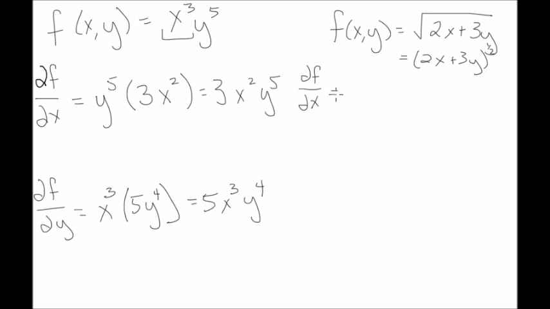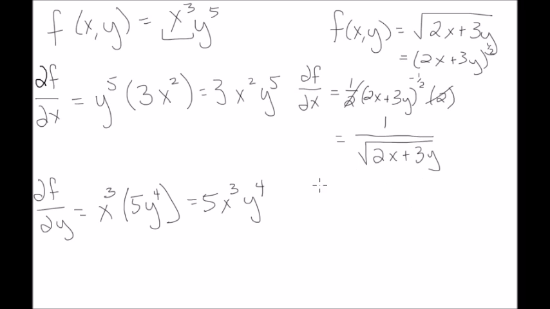So I use the chain rule. I bring down the 1/2. I leave my inside function unchanged. I subtract 1 from the power. And now I need to multiply this by the derivative with respect to x. I take the derivative of the 2x term. I get 2. I take the derivative of the 3y term with respect to x. We're treating y as a constant, so its derivative is 0. So that's just a 2 multiplied out front. My 1/2 and my 2 cancel each other out, and I'm left with 1 over the square root of 2x plus 3y.